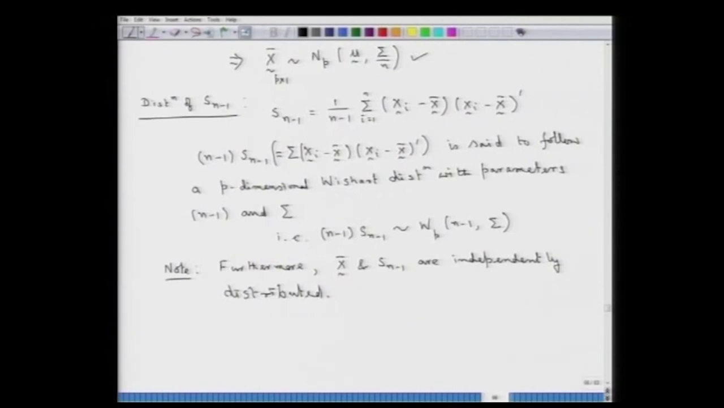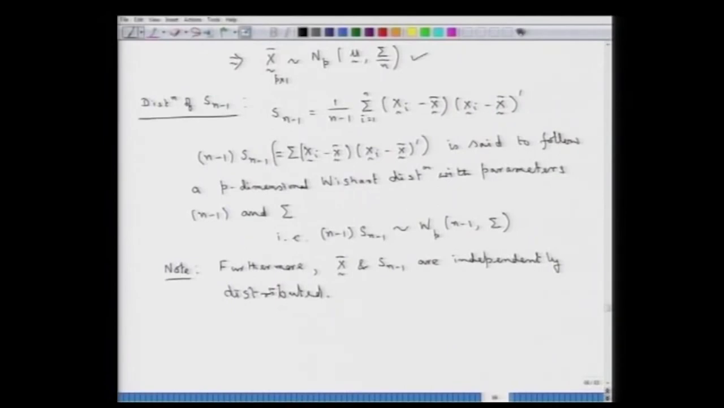And what is the result that we have for the univariate normal setup when we talk about estimation of the sigma square quantity? If we had S_{n-1} defined as 1 upon n minus 1 summation (x_i minus x bar) whole square, then the univariate distribution theory tells us that (n minus 1) S square by sigma square follows a chi-square distribution on n minus 1 degrees of freedom, right.